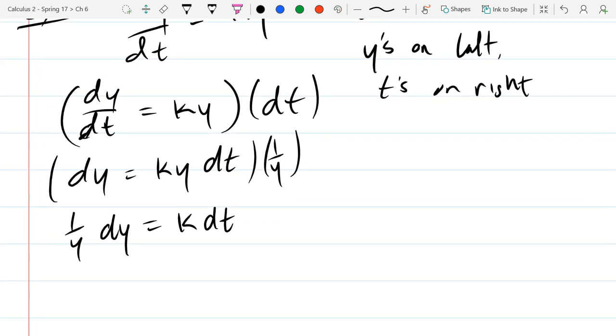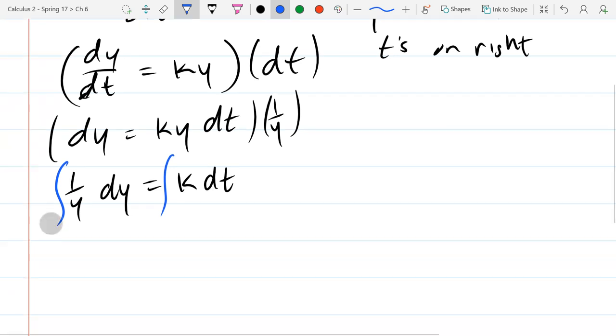How do I get rid of dy? What calculus operation do I do that after I'm done, there won't be a dy left? Almost. Integral. Antiderivative. So we're going to apply an integral. And remember, when you're doing math, as long as you treat both sides fairly, you're pretty much doing the right thing. Well, and that you treat both sides fairly and actually perform those operations correctly. So integrate both sides.